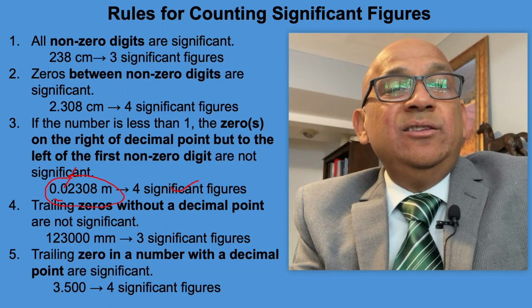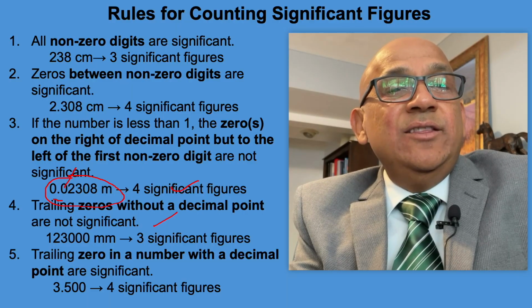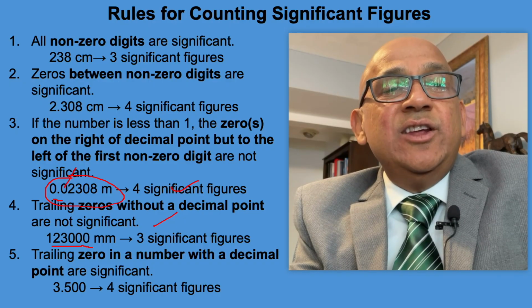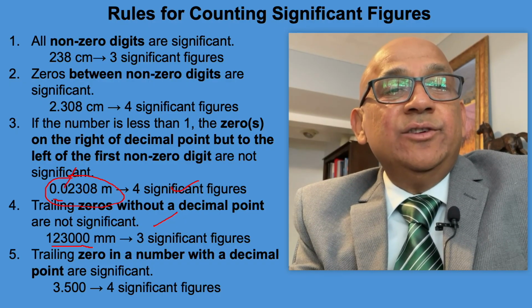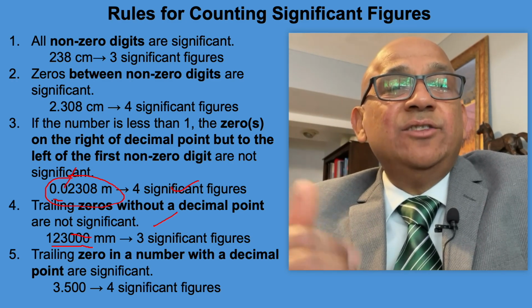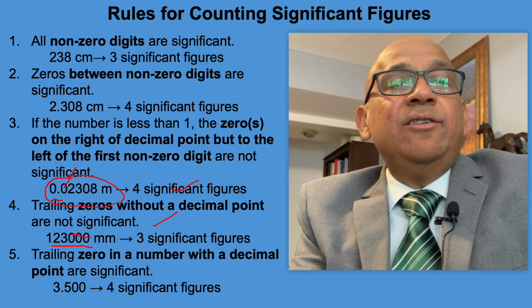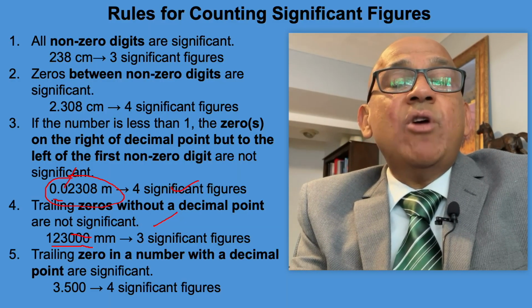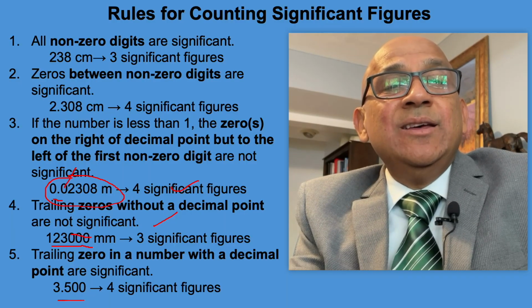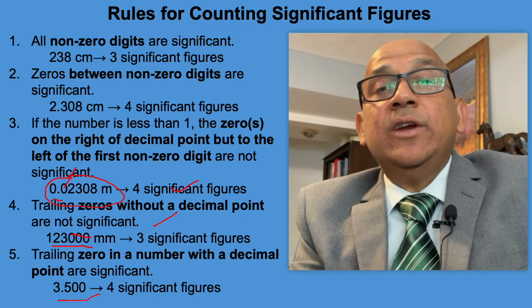Rule number 4 is that trailing zeros without a decimal point are not significant. In this number 123000 millimeter, you see there are 3 significant figures. The remaining 3 zeros which are trailing are not considered as significant figures. Then rule number 5 is that trailing zeros in a number with a decimal point are significant. So if you write a number like 3.500, then all zeros are also significant. So it has 4 significant figures.